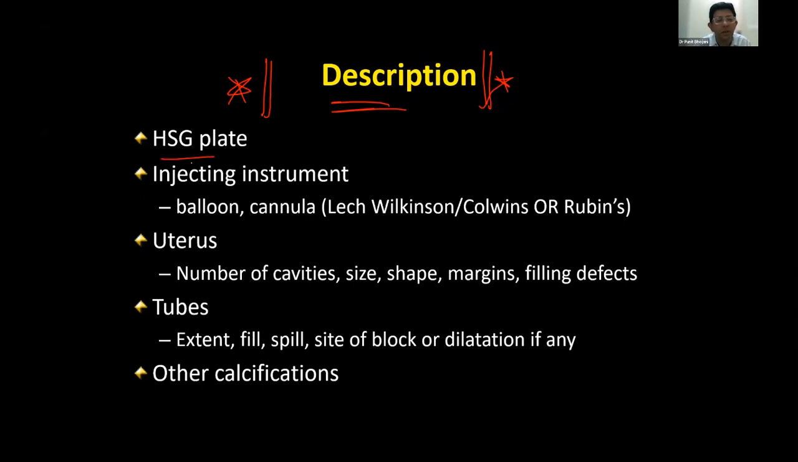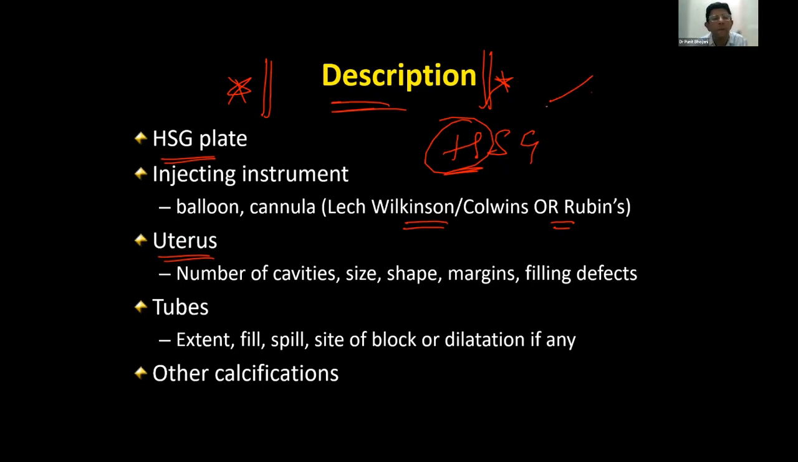So this is an HSG plate done with which cannula? Is it a Leech Wilkinson, Colvin's cannula, or Rubin's cannula? Then focus on the, see, the mistake students directly make is we go directly to the tubes. No, remember it is HSG, the hystero comes first. So you are supposed to comment. We are doing it for tubal patency, but you will come to know lots of information about the uterine cavity, shape, filling defects, including the shape of the uterus. So always don't directly comment on the tubes. Don't say, okay, sir, I can see the tubes are patent.